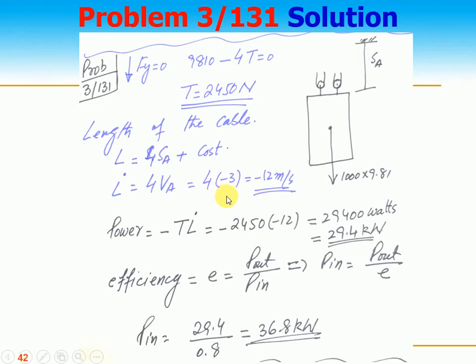Because it is moving in the opposite direction, and we are taking y downward as positive, the velocity is minus 12 meters per second. Power is equal to minus T times the velocity. So T is minus 2450, the opposite force, because there is a force applied by this, the opposite force is minus T. Multiplying by the velocity, you get 29,400 watts, or 29.4 kilowatts.